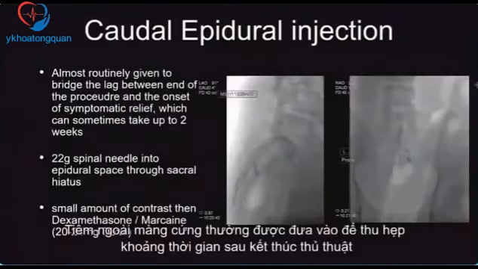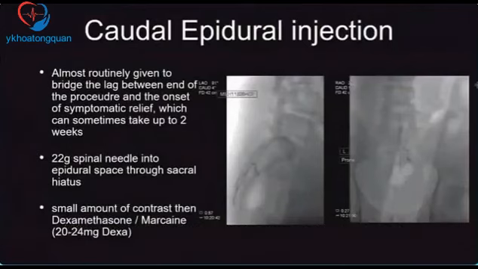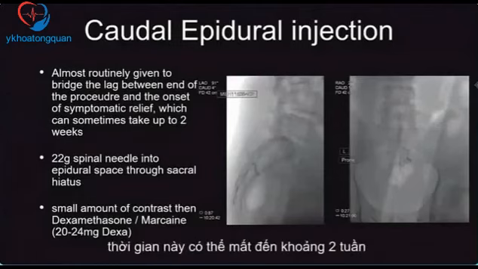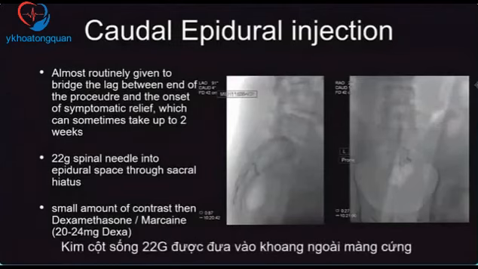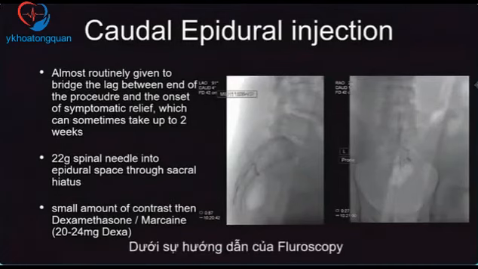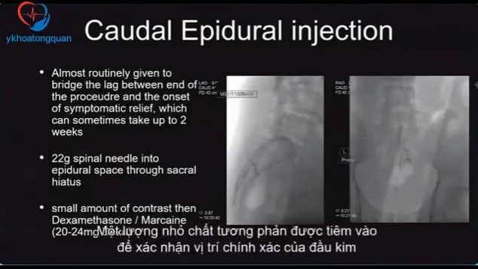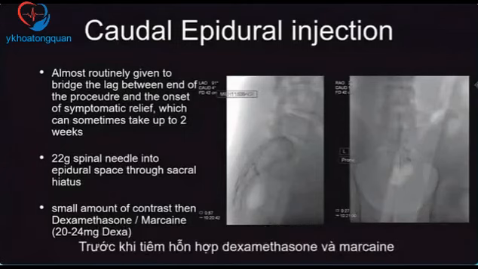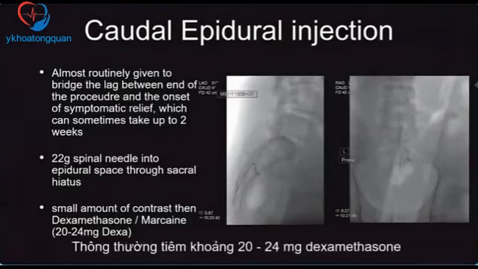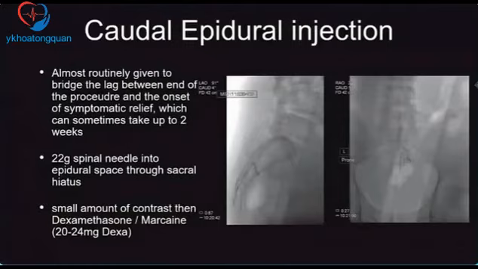A caudal epidural injection is often given to bridge the lag between the end of the procedure and the onset of symptomatic relief, which can sometimes take up to about 2 weeks. A 22-gauge spinal needle is inserted into the epidural space under fluoroscopic guidance through the sacral hiatus. A small amount of contrast is injected to confirm satisfactory positioning of the needle tip before a mixture of dexamethasone and marcaine is injected. Usually approximately 20 to 24 milligrams of dexamethasone is given.